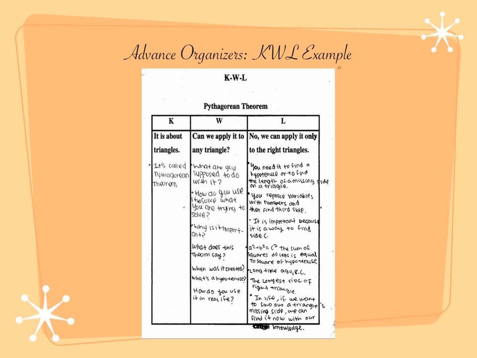Finally, we have KWL charts. So what the students do is in the first 2 columns, before the lesson takes place, they'll write down what they already know in the K column. They'll write down what they want to know in the W column. After the lesson is finished, in the L column, they'll write what they learned during the lesson.